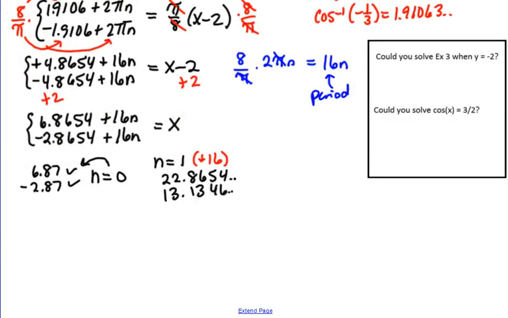The others, the 22 is too big because I only want solutions between negative 20 and 20, so this one's too big.